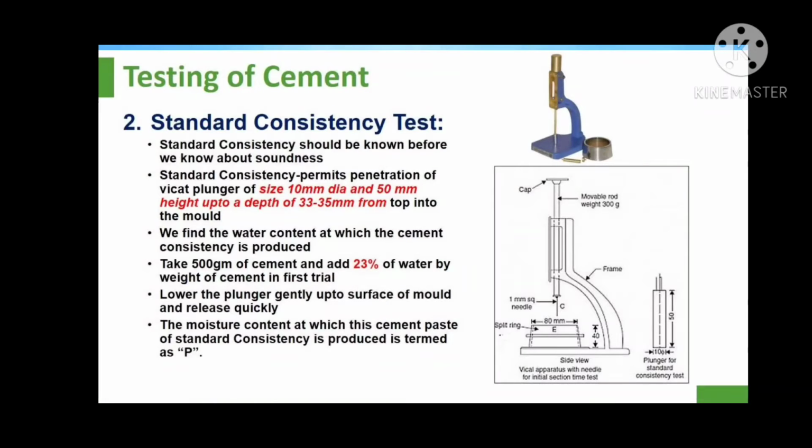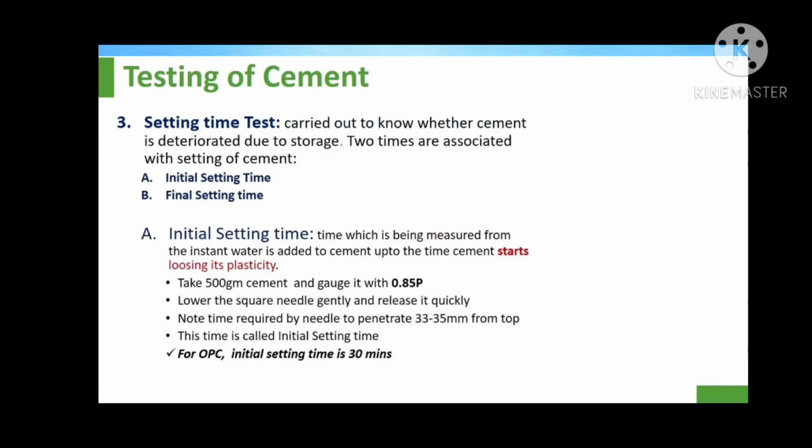Take 500 gram of cement and add 23% of water by weight of cement in the first trial. Lower the plunger gently up to the surface of the mold and release quickly. The moisture content at which the cement paste of standard consistency is produced is termed as P.